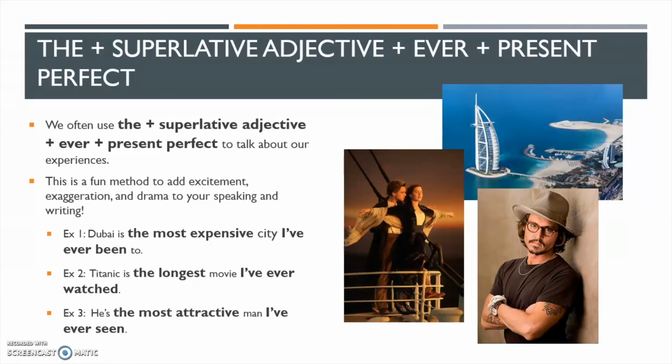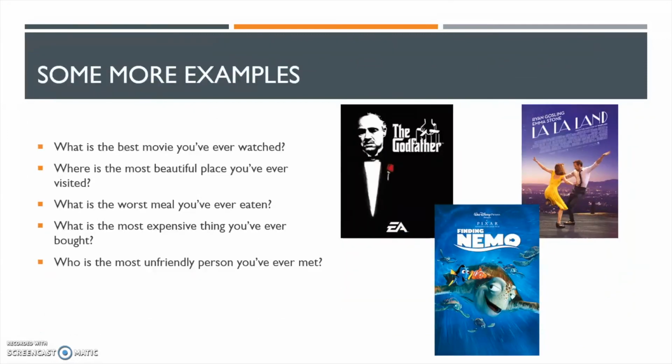Finally, we can use the superlative adjective plus ever plus the present perfect to talk about our experiences. And this is a fun method to add excitement, exaggeration, and drama to your speaking and writing. For example, Dubai is the most expensive city I've ever been to. Titanic is the longest movie I've ever watched. Or he's the most attractive man I've ever seen. And this is a really useful formation for having interesting conversations with people in English.